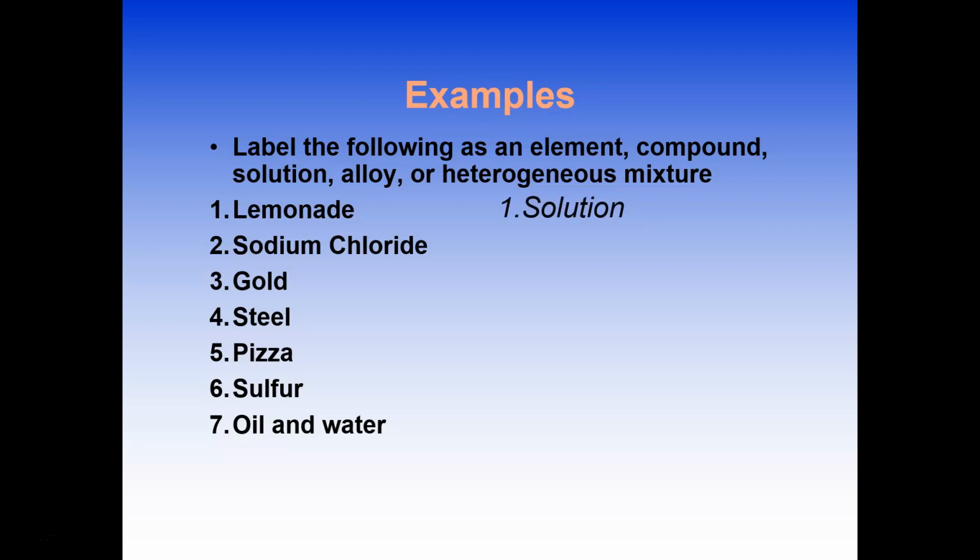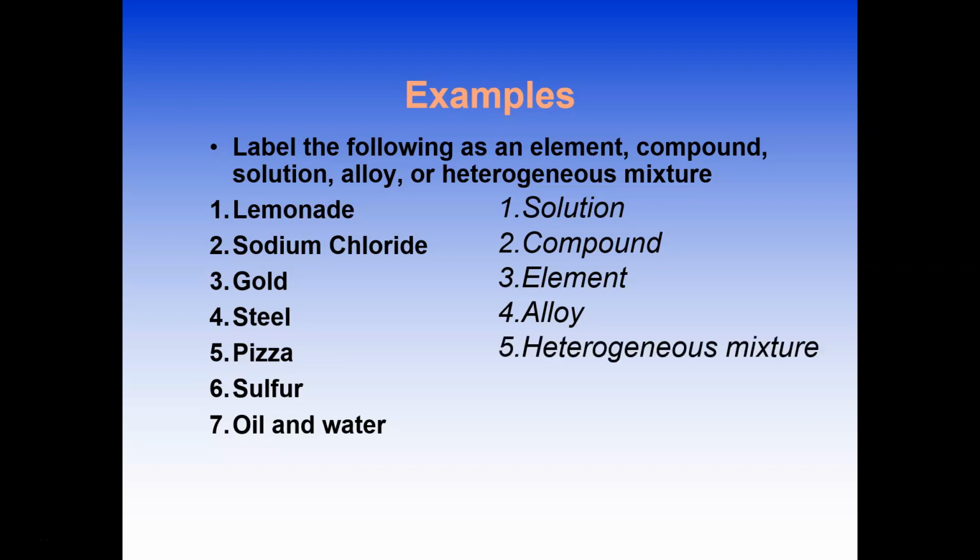Sodium chloride is composed of sodium and chlorine, two different elements, making it a compound. Gold is an element straight off the periodic table. Steel is a mixture of different metals, making it an alloy. Pizza, we can see the different parts, the crust, the sauce, the cheese, the pepperoni. We see all the different parts, making it a heterogeneous mixture. Sulfur is also an element straight off the periodic table. And oil and water don't mix together, they stay separate, making it a heterogeneous mixture.